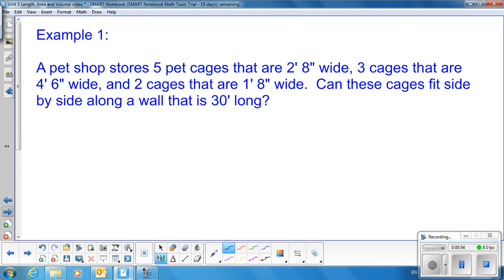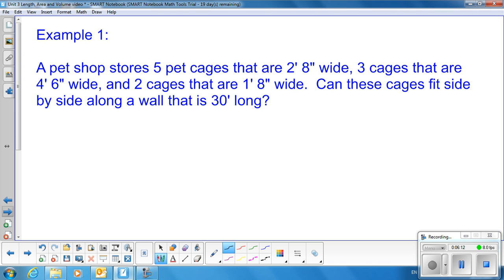A pet shop stores 5 pet cages that are 2 feet 8 inches wide, 3 cages that are 4 feet 6 inches wide, and 2 cages that are 1 foot 8 inches wide. Can these cages fit side by side along a wall that is 30 feet long?